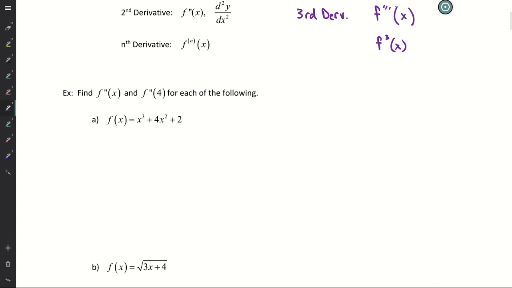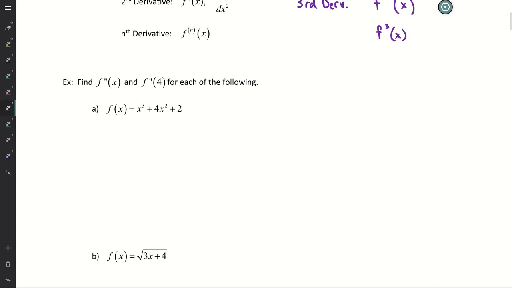So what I want to look at first is seeing what higher order derivatives look like and how to evaluate them. Here, it's asking me to find the second derivative in general terms of x, and then also evaluate the second derivative at 4 for each of the following. This first one is a nice polynomial function, so the first thing you're going to do is find the first derivative.